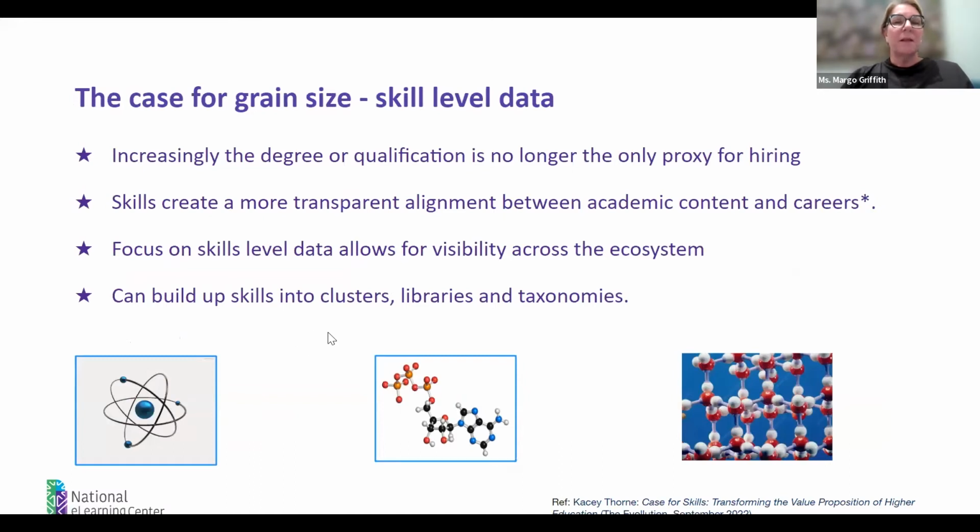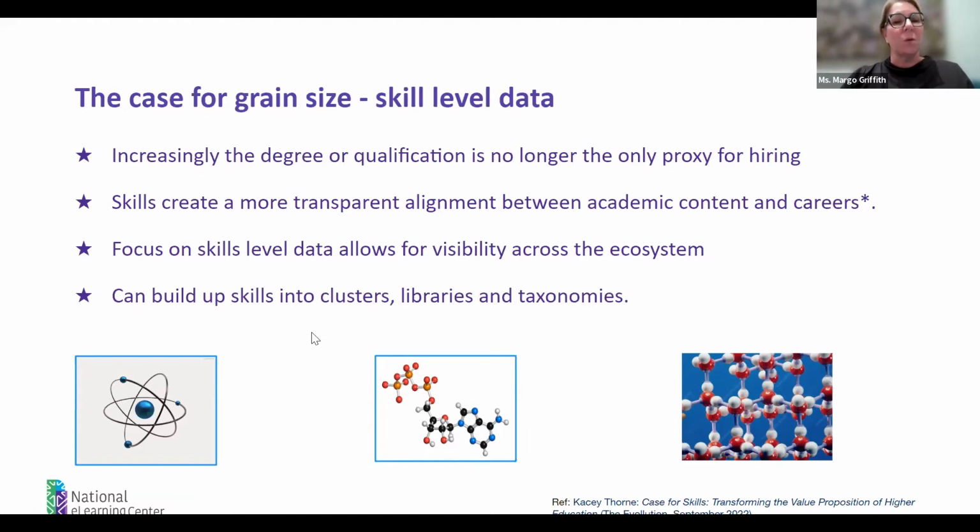And so I'm also going to spend a bit of time talking about grain size. And grain size in my world talks around skill level data and why it's important to go down to the level of skills and be able to articulate skills with as much context as we possibly can when we are creating our micro-credentials, when we are creating our learning.